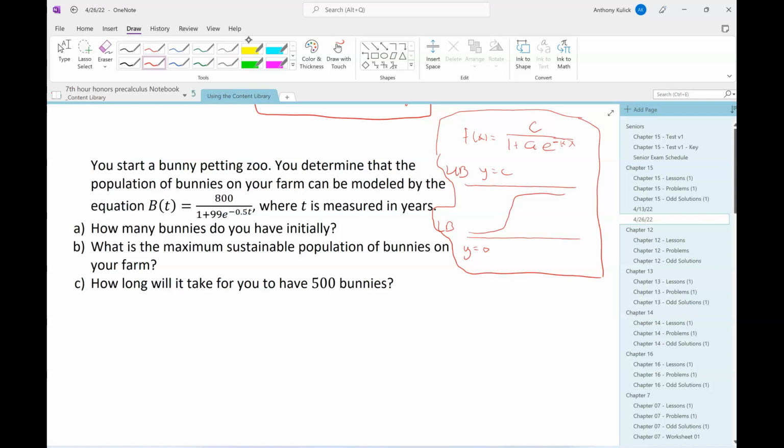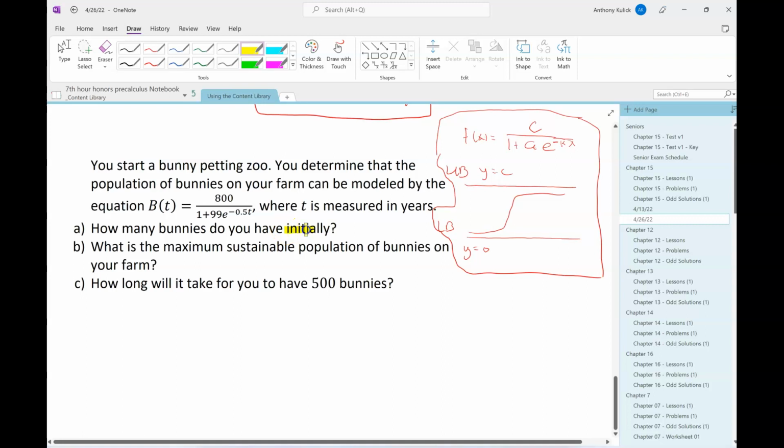Yeah, okay, good. You determine that the population of bunnies on your farm can be modeled by the equation b of t equals yada, yada, yada, where t is measured in years. Part A asks, how many bunnies do you have initially? Part B, what is the maximum sustainable population for bunnies on your farm? And C, how long will it take for you to have 500 bunnies? Let's just knock these out one at a time.